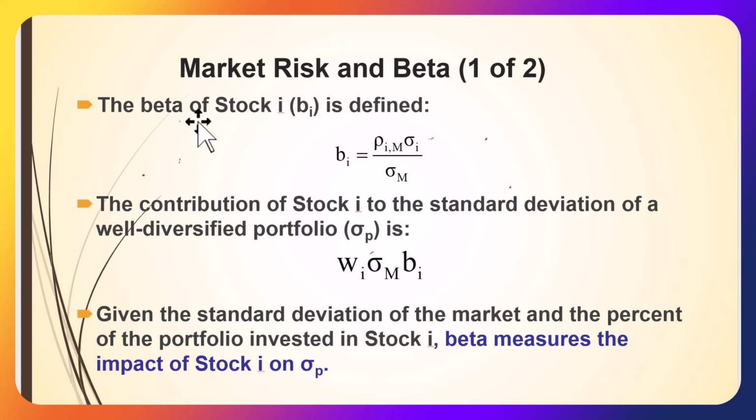And again, as you see here, the beta of a stock is measured as the correlation, that's rho, times the standard deviation of the stock. That is divided by the standard deviation of the stock market. That measures beta. The contribution of the stock to the standard deviation of the well-diversified portfolio, you take the weight times the standard deviation of the stock market, multiplied by beta. Again, this measures beta and its impact of stock I on a particular stock portfolio.